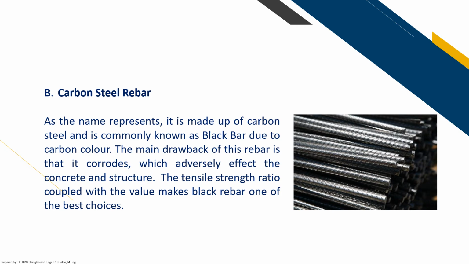Okay. Next we have the carbon steel rebar. As the name represents, it is made up of carbon steel and is commonly known as black bar due to the carbon color. The main drawback of this rebar is that it corrodes, which adversely affects the concrete and structure. The tensile strength ratio coupled with the value makes black rebar one of the best choices. Its only drawback or disadvantage is that it corrodes easily, its corrosion capability.